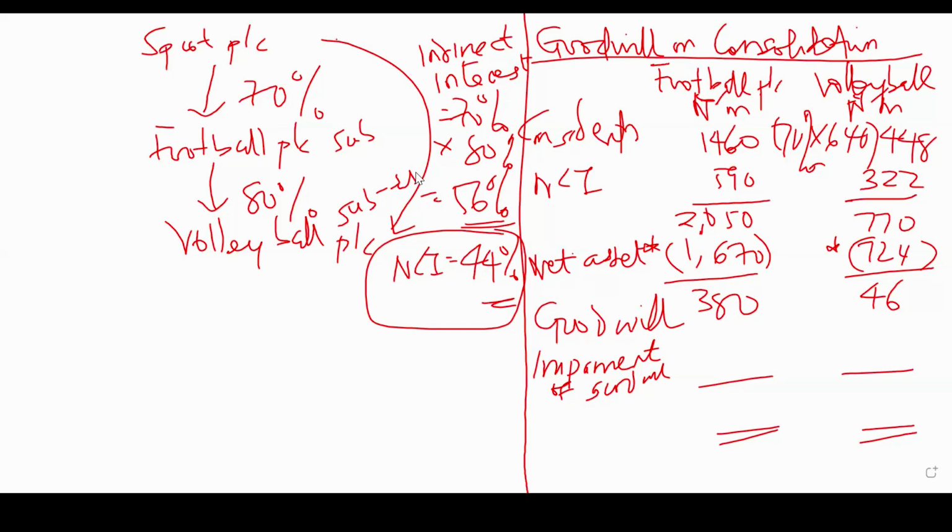Okay, so let's go back to the question. How many additional information items are there?